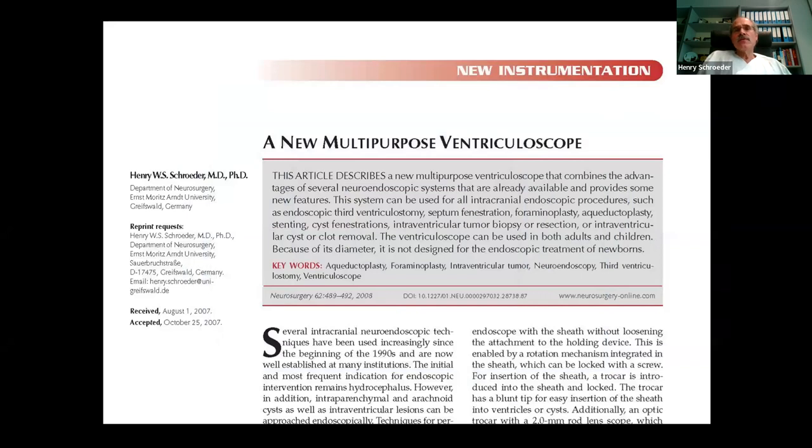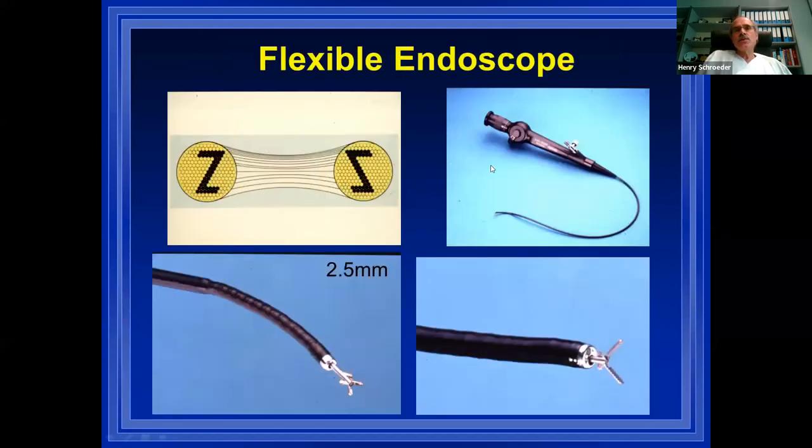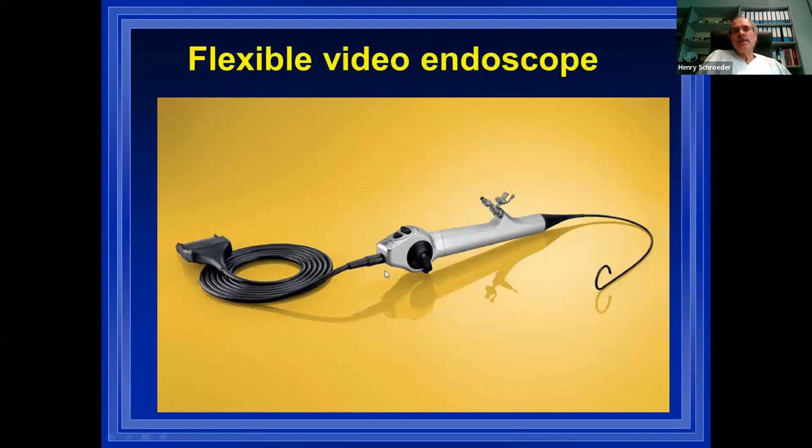I want to talk about the ventriculoscope that we developed together with the Karl Storz company. There are many ventriculoscopes, in two different sizes. One is used mainly for tumor resections, colloid cysts, and arachnoid cysts, and the small one for ETV, biopsy, etc. We also used flexible endoscopy in the beginning, with these fibroscopes, but the image quality is very bad and the guidance is more difficult, so in the last years we have almost abandoned it. Initially we used it a lot for aqueductoplasties. There is a flexible video endoscope available from Storz, but unfortunately it's not available in Europe because it's not autoclavable.